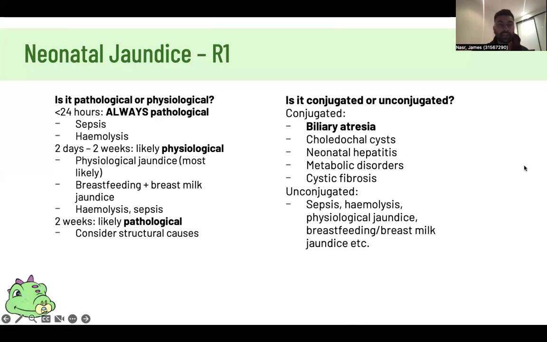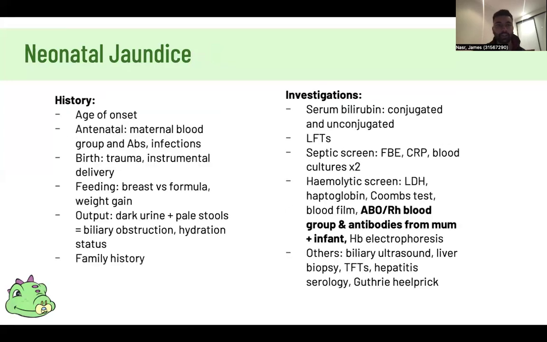So once you've decided whether it's pathological or physiological, the next question is whether it's conjugated or unconjugated. And to decide that, obviously, you have to do serum blood tests. So your main causes of conjugated bilirubinemia would be biliary atresia, choledochal cyst, neonatal hepatitis, and then your metabolic disorders. Whereas if it shows to be an unconjugated bilirubinemia, then pretty much considering the causes that we talked about. So the ones to rule out would mainly be sepsis and hemolysis first. Cool. So hopefully that made sense.